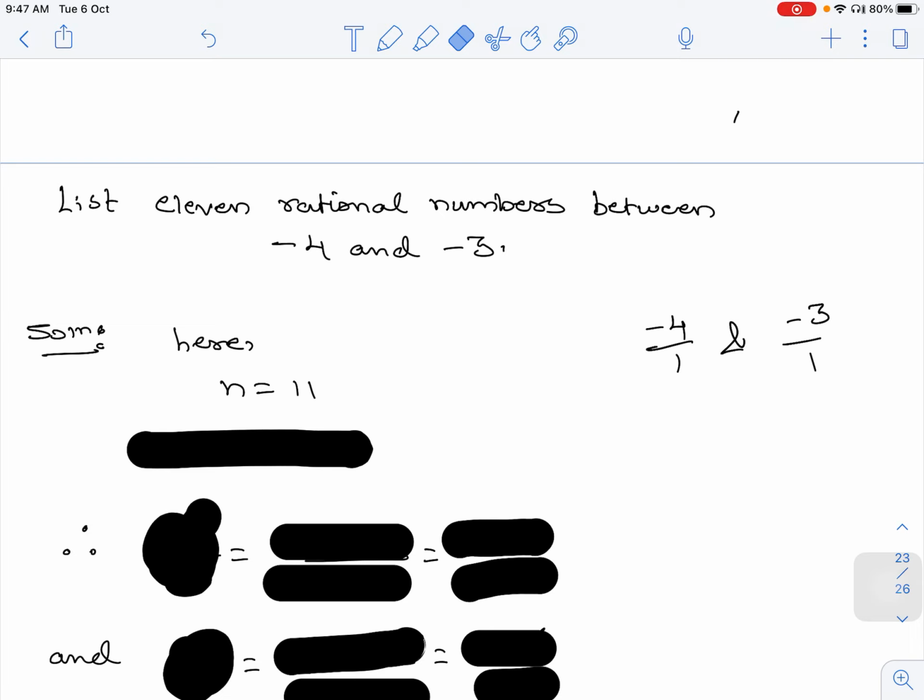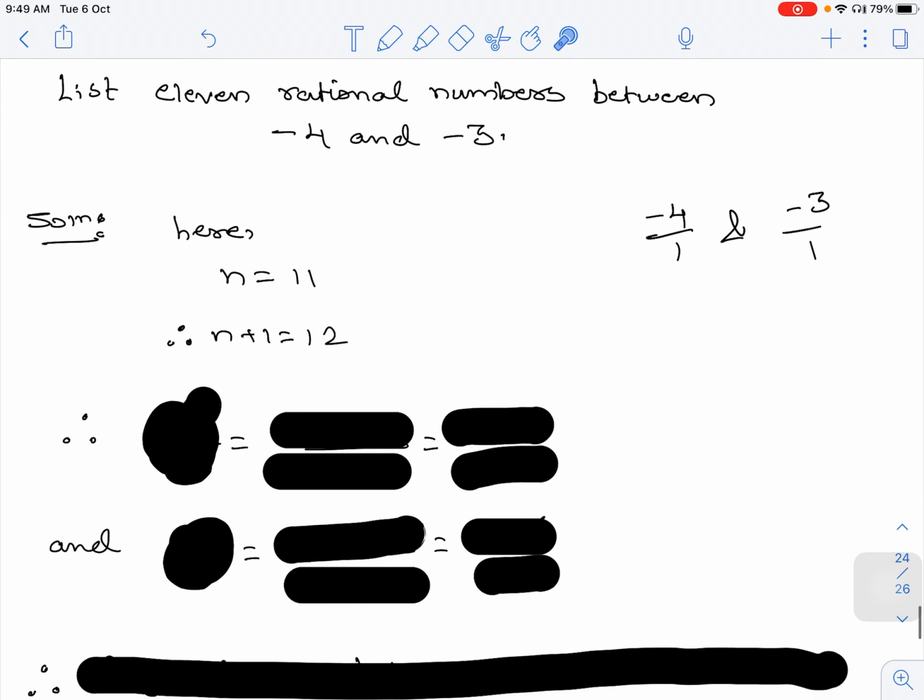Now how many numbers are we supposed to find? We are supposed to find 11 rational numbers. So we will consider this value as n. Here n equals 11. Now we have to take one more than this value, that is, we are going to find n plus 1. So what is n plus 1? When you add 1 on the left side, you have to add 1 on the right side also. So n plus 1 equals 12.